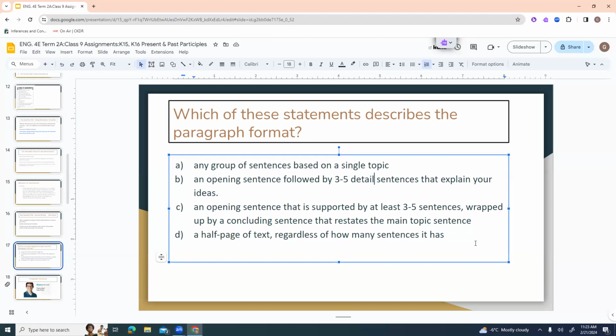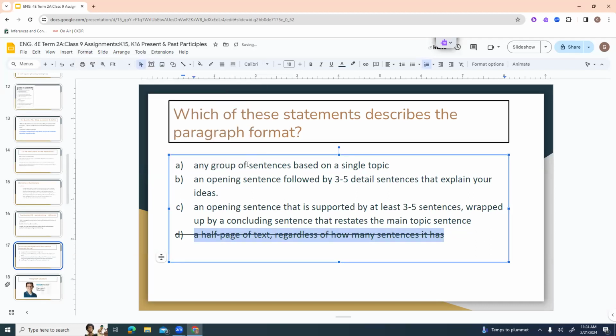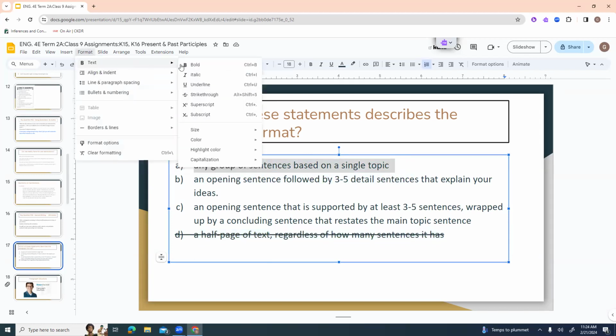Okay, so I was taught in school when you're looking at multiple choice, eliminate the answers that are obviously wrong right away. So I'm going to go through D. A half page of text, regardless of how many sentences, is 100% wrong. That does not qualify as a paragraph. A, any group of sentences based on a single topic. Well, a paragraph does have to have a single topic, but that isn't a big enough definition. It's a very incomplete definition, is how I would put that. All right, so I'm going to cross that off as well.